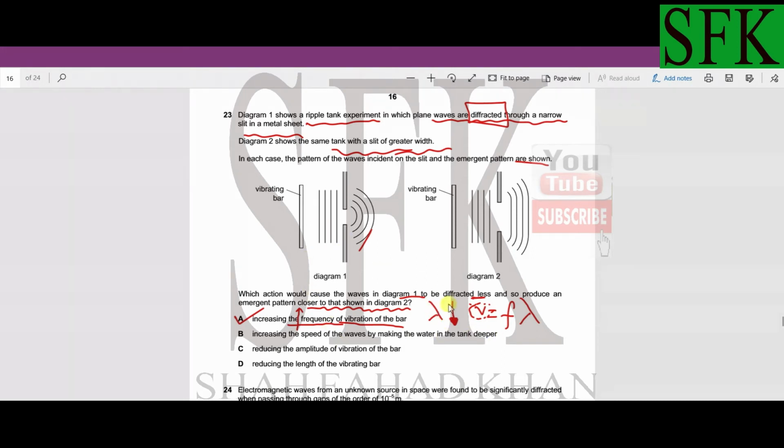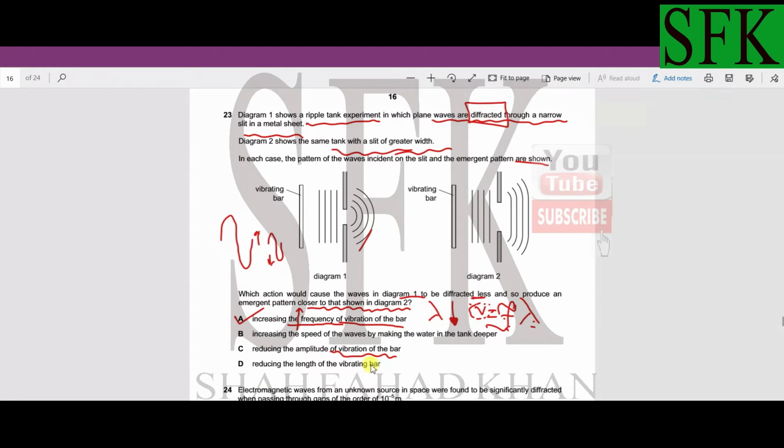The speed of the wave will increase, but it is proportional to the product of frequency and wavelength. So both of them will change, and it will have no effect on diffraction. Then, reducing the amplitude of vibration of the bar. If you decrease the amplitude of vibration, it will still not have any effect on the wavelength. This will just decrease its maximum vertical displacement. A wave with a smaller vertical displacement will form, but the wavelength will not change.